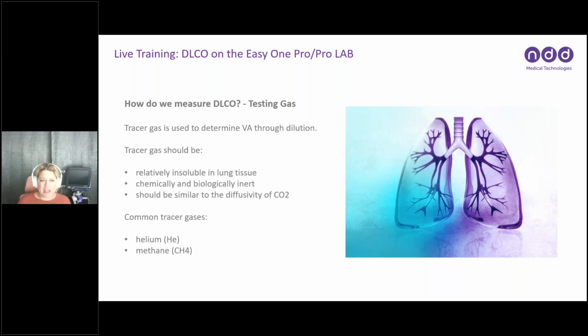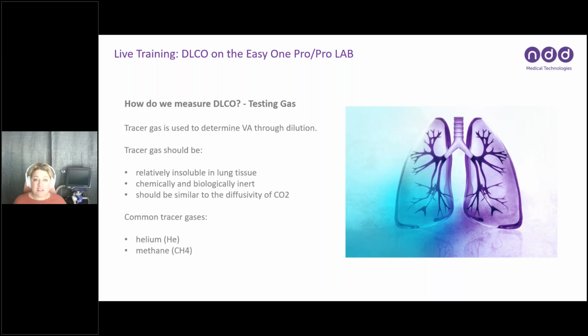How do we measure this? That tracer gas is used to determine the alveolar volume through dilution. So that tracer gas should be relatively insoluble to lung tissue, chemically and biologically inert, very similar to what CO would do. And the most common tracer gases used in DLCO mixes are helium and methane.